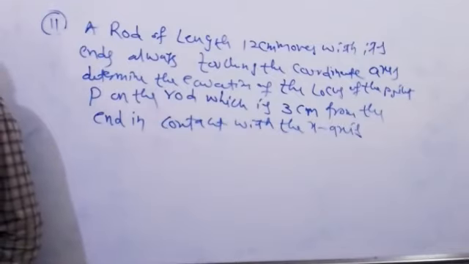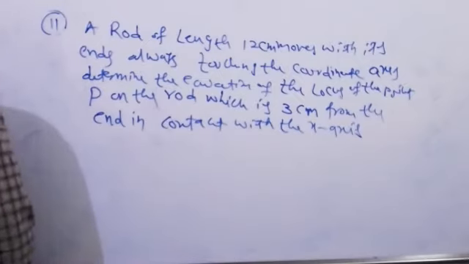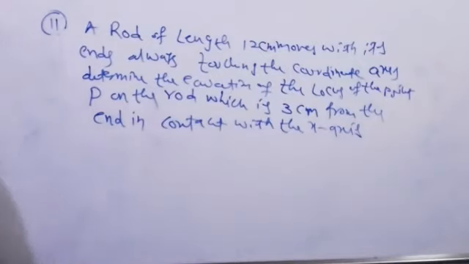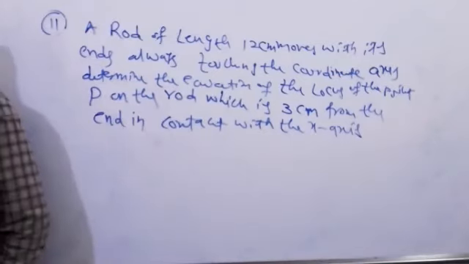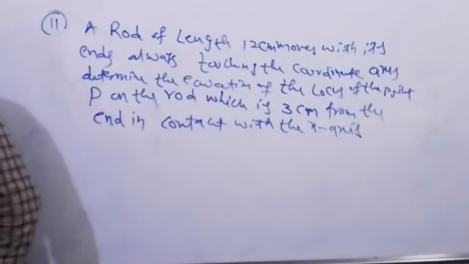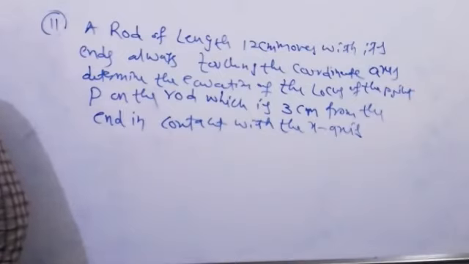Sir, how ellipse? We are not sure that it's an ellipse, right? See, the equation of the locus of the point P on the rod. Then x square by a square plus y square by b square is equal to 1. Then find a square, b square. Why and how is it an ellipse? We don't know whether it's an ellipse or a circle or a hyperbola, right? Sir, we need to use locus rules.